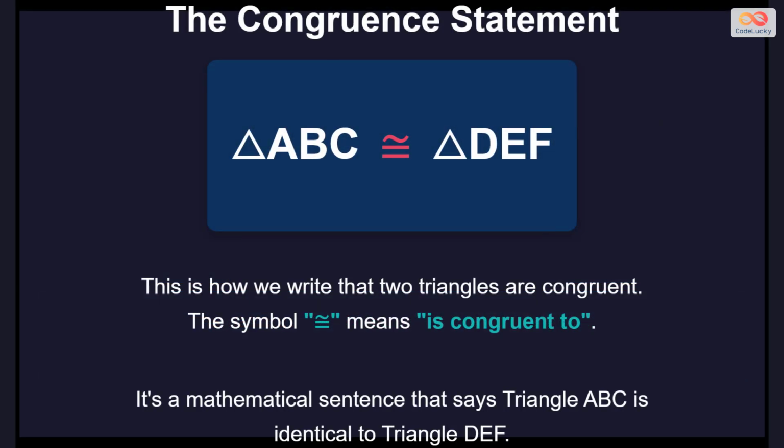This is the formal way we write that two shapes are congruent. The little symbol that looks like an equal sign with a squiggle on top means is congruent to. So this sentence reads, triangle ABC is congruent to triangle DEF. It's a powerful statement that tells us everything about these two triangles is identical.